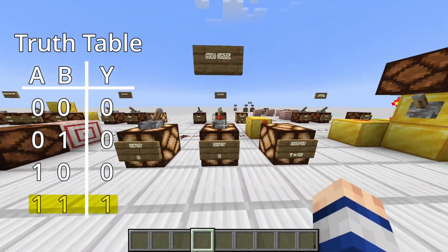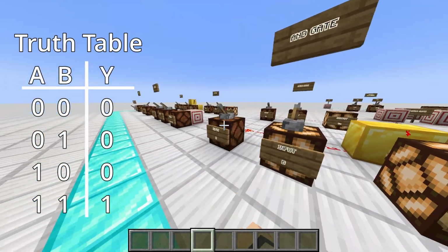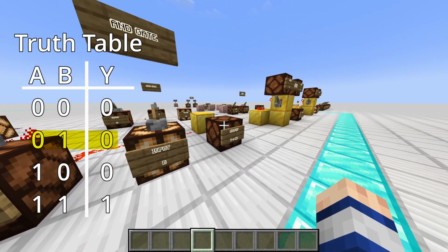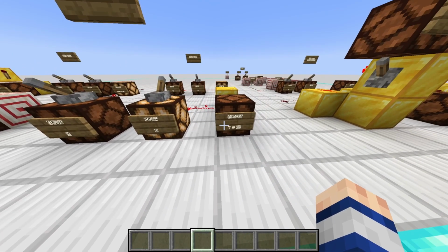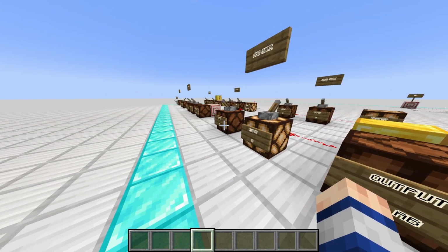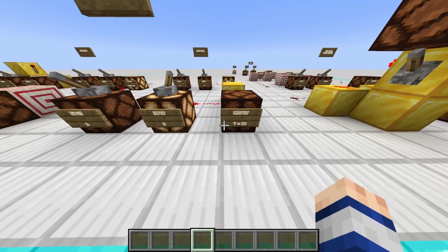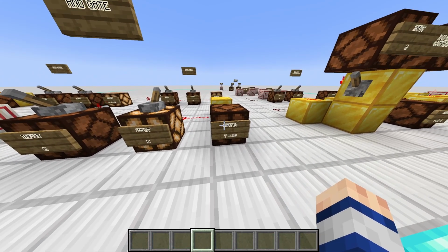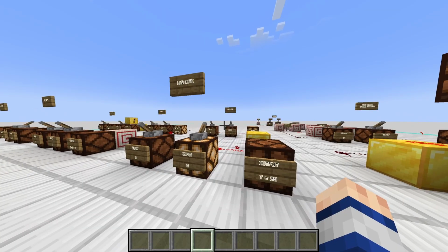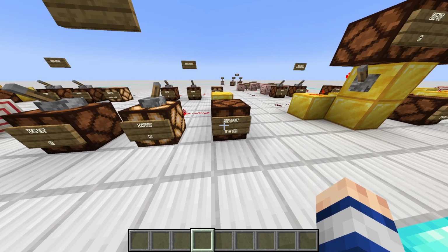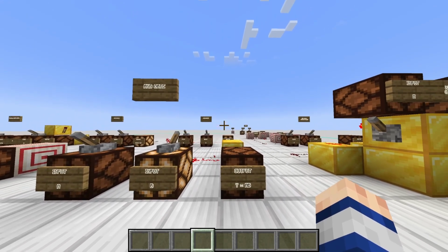A is high, B is high, Y is high. A is low, B is high, Y is low. And the notation for the AND gate is just multiplication. So over here we have Y equals AB, so Y equals A times B. And of course, just like with the OR gate, if we had 3 inputs, A, B, and C, it would be Y equals ABC.